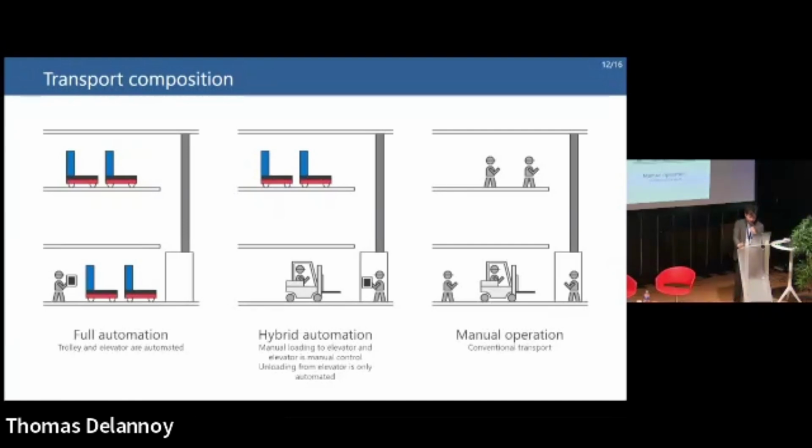As shown on the right, manual operation requires a total of 5 people: a forklift operator, an elevator operator, a worker on the first floor, and 2 workers on the upper floor.